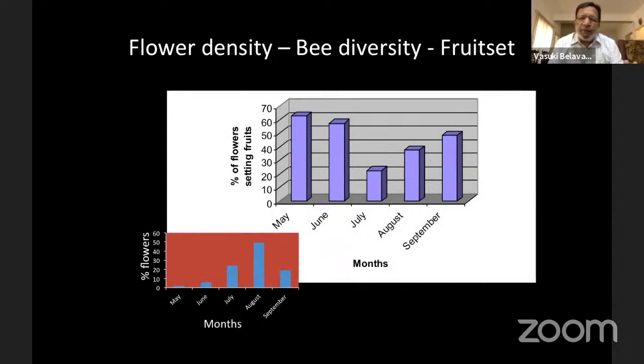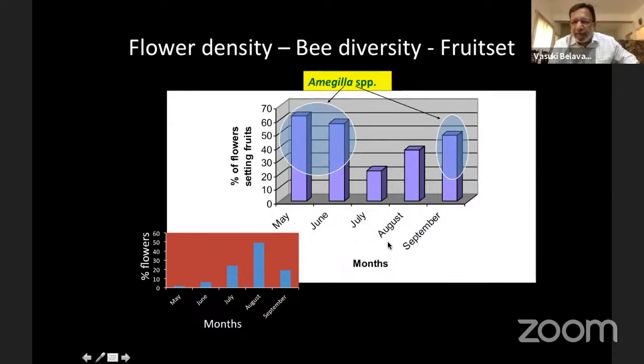If you look at the percent of flowers setting fruits, you see that in May and June and in late August and September, more flowers set fruits. Percent setting is higher compared to July, August, when the honeybees are more active. So this is the time when Amegilla species are active, and in July, August, it is the Apis species that are active. The number of flowers is more here, and less here. Apis does not visit here, and it is only the Amegilla species that are visiting here, and they are responsible for maximum fruit set here. But here the number of flowers is more, still we get higher yield, though the fruit set percentage is low.